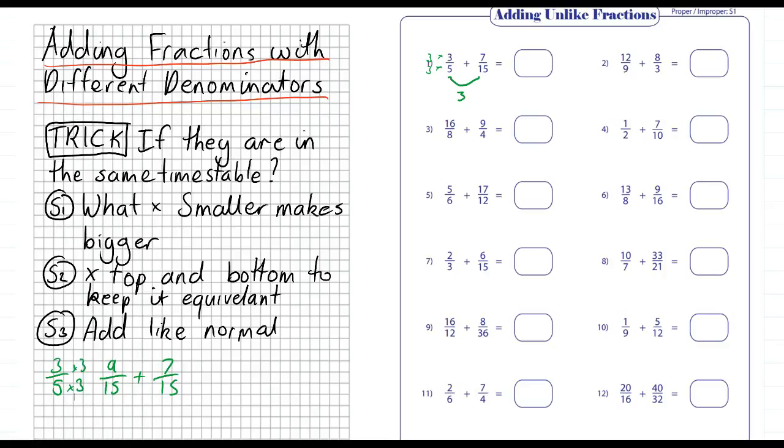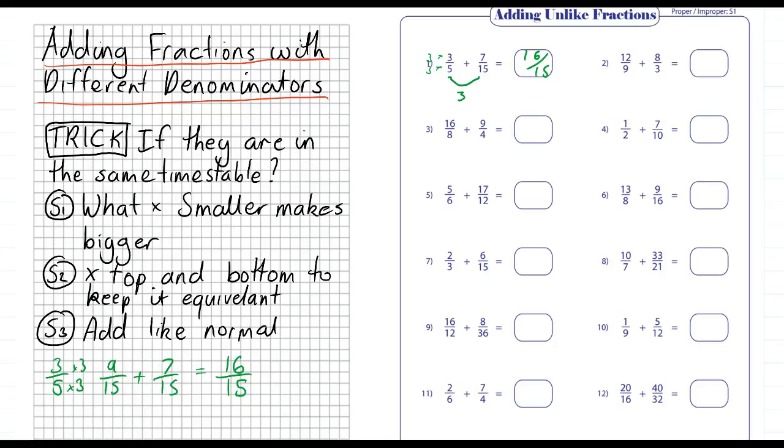me 9 over 15. Now notice 9 over 15 is an equivalent fraction that's exactly the same as 3 over 5. Okay, so I'm not adding different things, I'm just adding the same thing as we had at the start. Okay, so 9 and 7 together make 16 over 15, and that's my answer, so I chuck it in, 16 over 15.